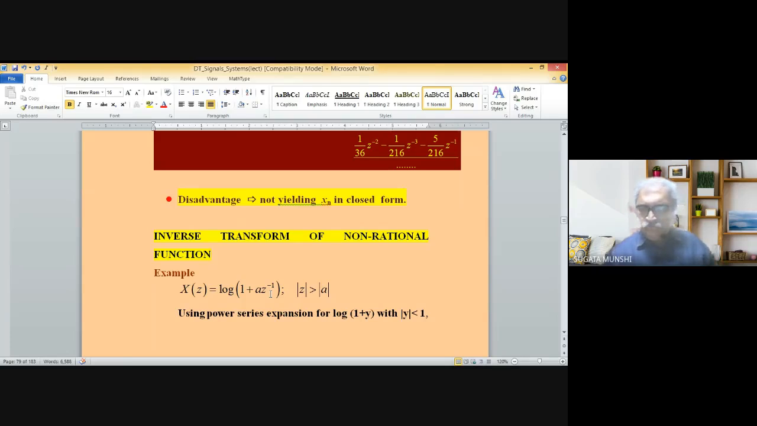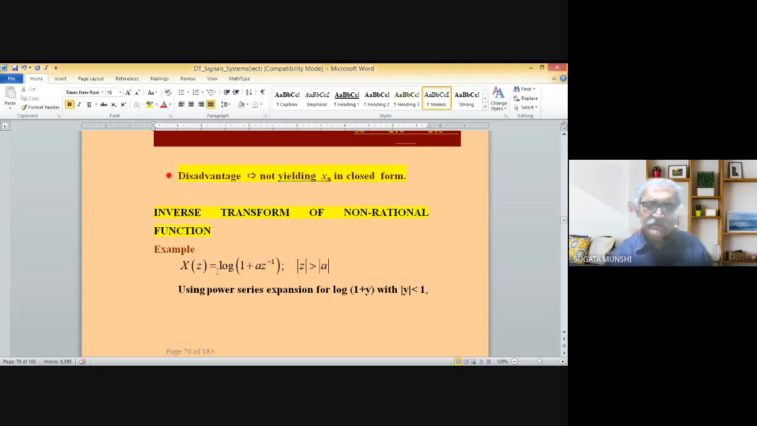Now, we are considering the power series expansion method for evaluating the inverse Z transform. In this power series expansion method, there are two classes. One is where X(z) is expressed as a rational function, which we have considered in the form of the long division method. Now the second type is that X(z) is some non-rational function. That means it's not known as the ratio of two polynomials in z.